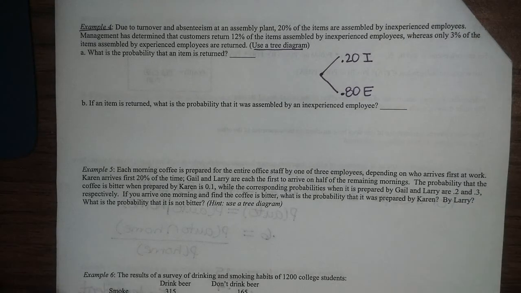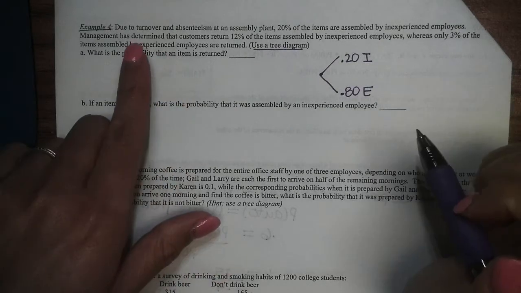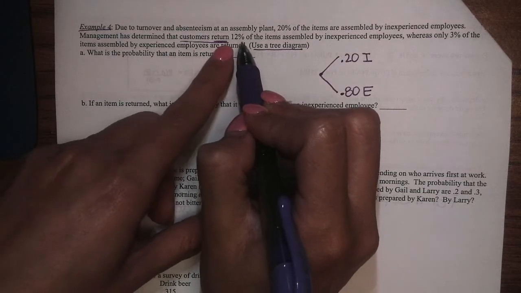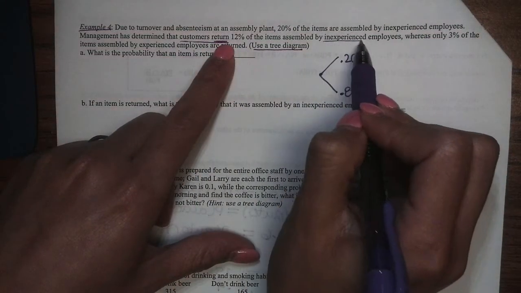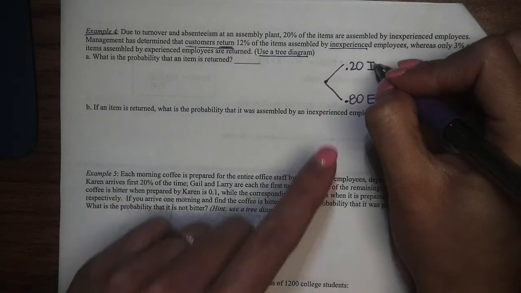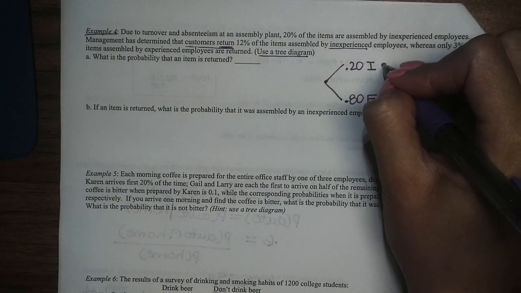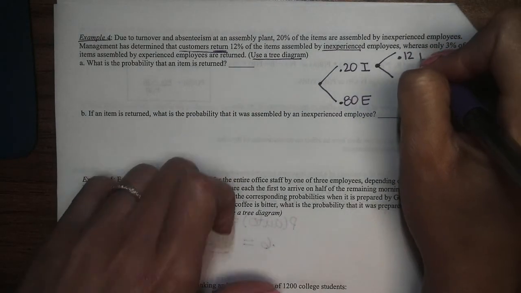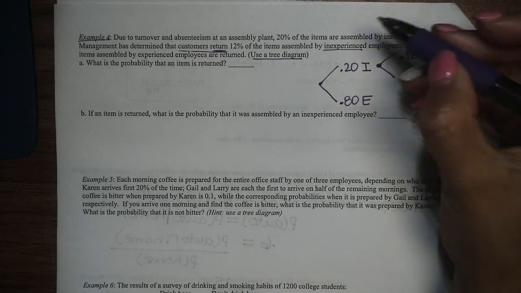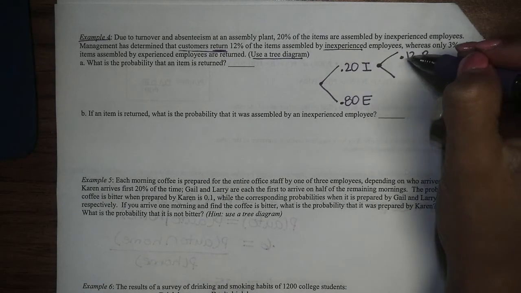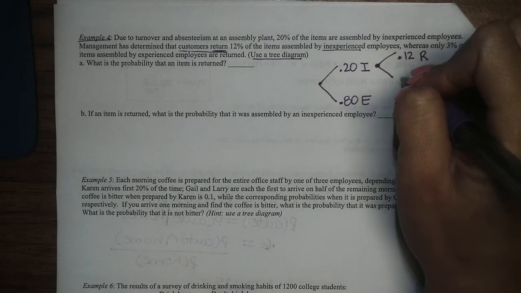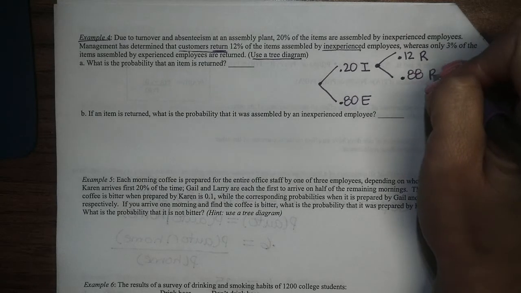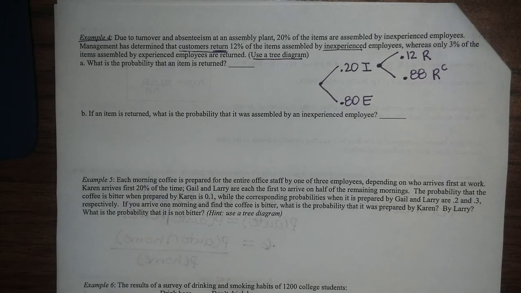So put experienced. Now it says, management has determined that customers return 12% of the items that were made by the inexperienced employees. So over here in my inexperienced branch, from here I'm going to make another branch, and I'm going to say 12% are returned. Like 12% of items that were made by the inexperienced employees were returned. So put 0.12 returned, and therefore the complement would be 0.88 are not returned. We can just put RC, that means complement, so not returned.